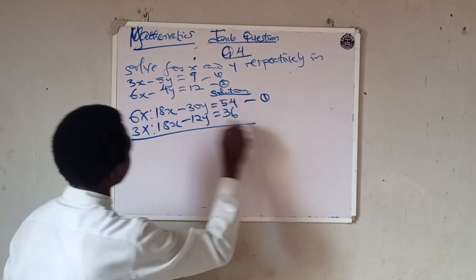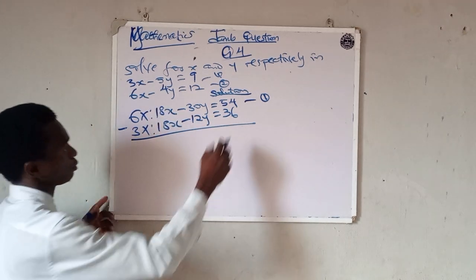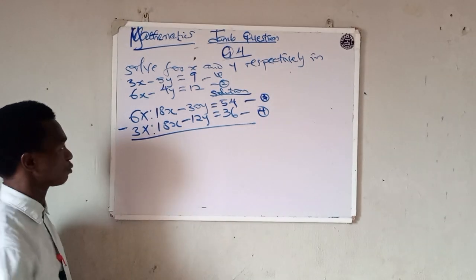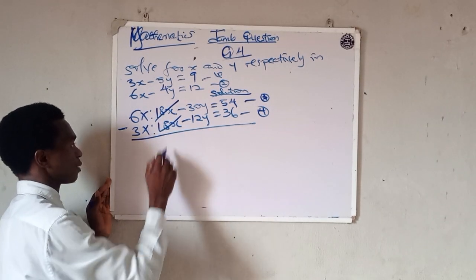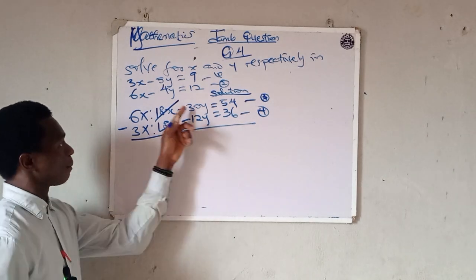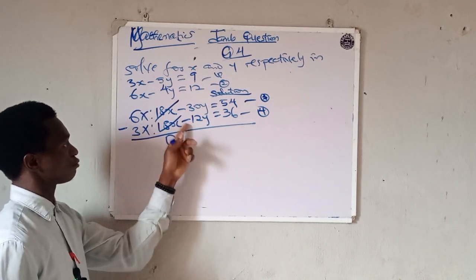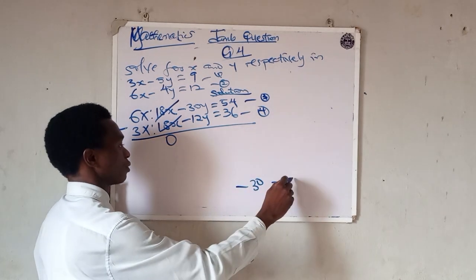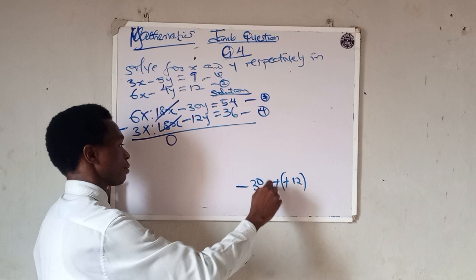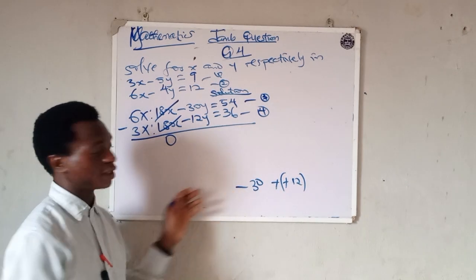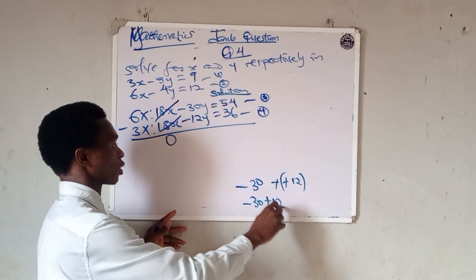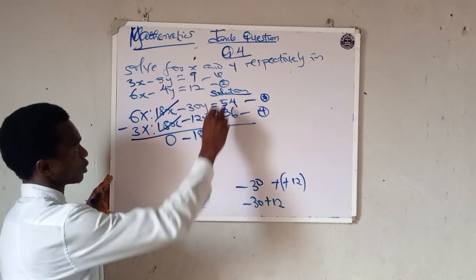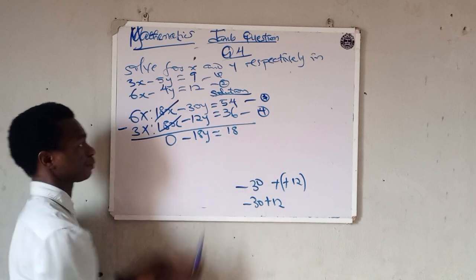Next thing is to subtract equation 3 from equation 4. So let's subtract the two equations. This minus this, the answer becomes 0. Minus 30 minus 12 is the same as minus 30 minus 12. So minus and minus will take care of themselves. You are now left with minus 30 plus 12. Of course, you're going to have minus 18y, because subtracting this will give you 18.